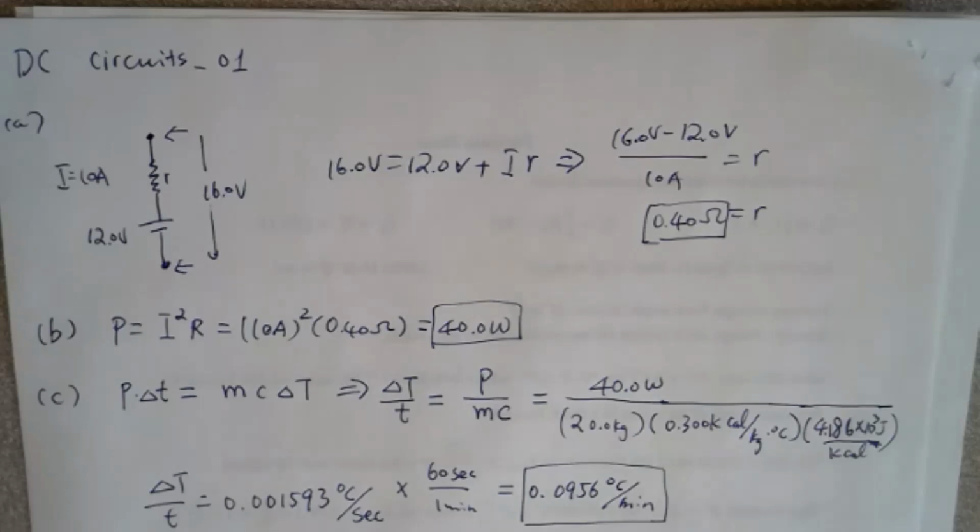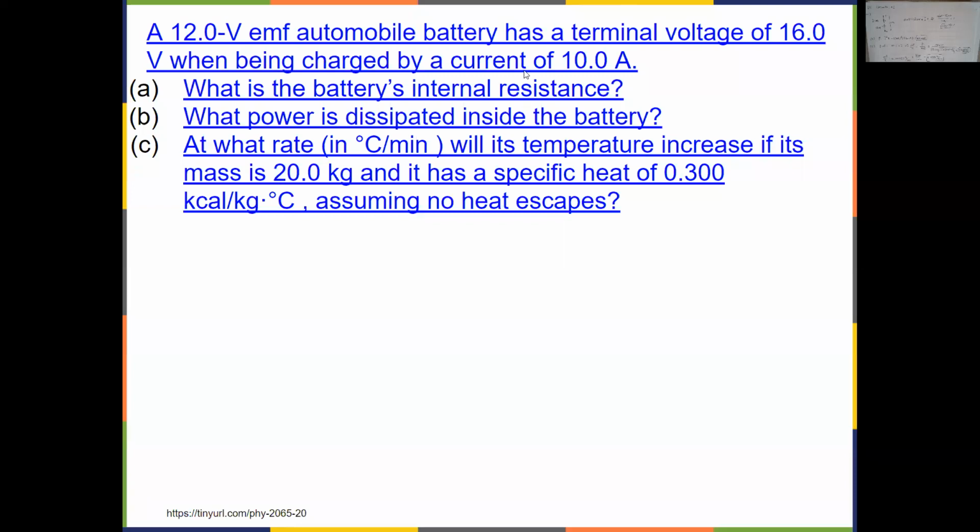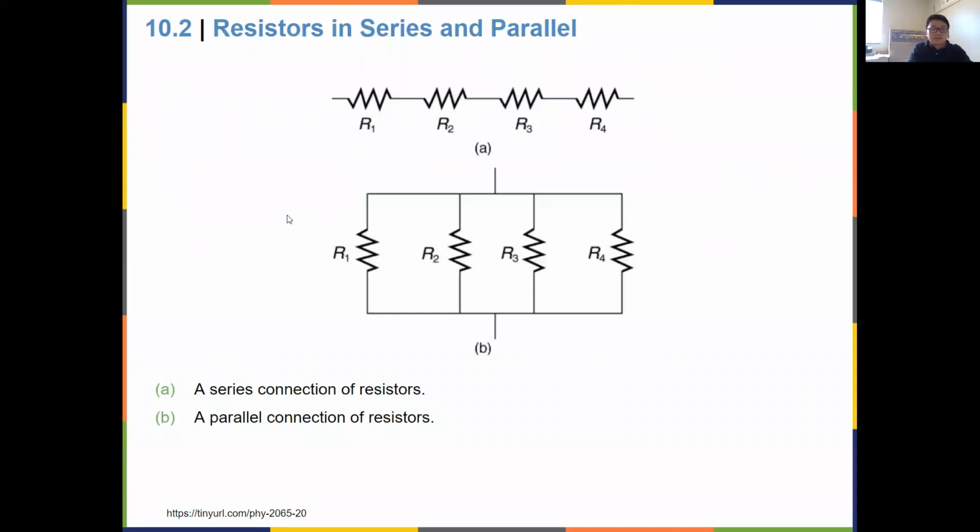Okay, so let's go back to the slide. All right, so next, we have to look at the battery. Next, take a look at the resistors, if they are in series or in parallel. So this is similar to capacitors in series and in parallel.